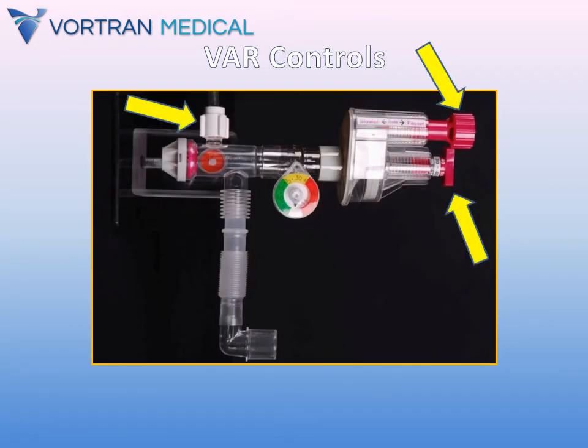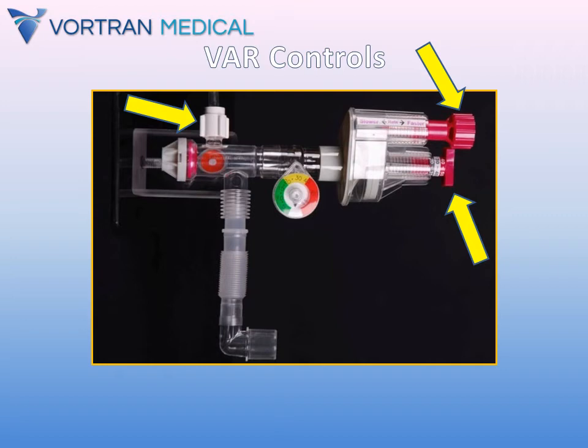Now we have 3 controls on the VAR. First is your oxygen supply. We initially set that at 10 liters a minute. Second is the peak inspiratory pressure using the T-shaped knob, which also determines your tidal volume. And third is the round rate knob.